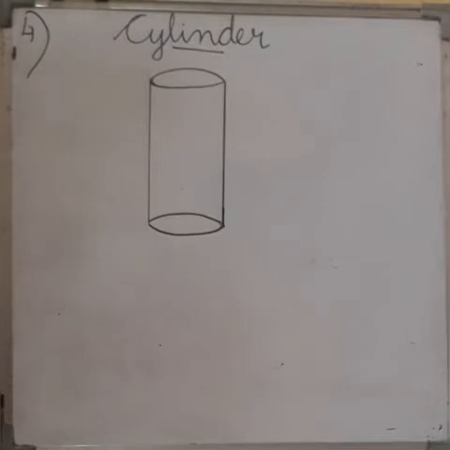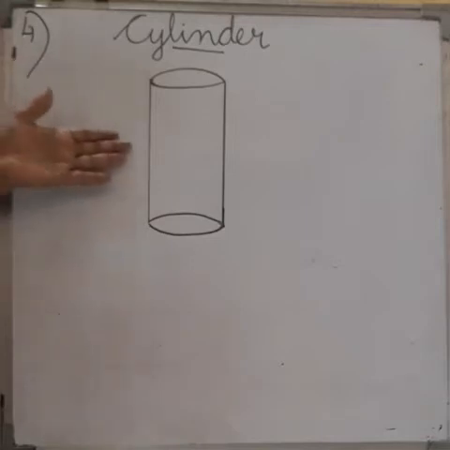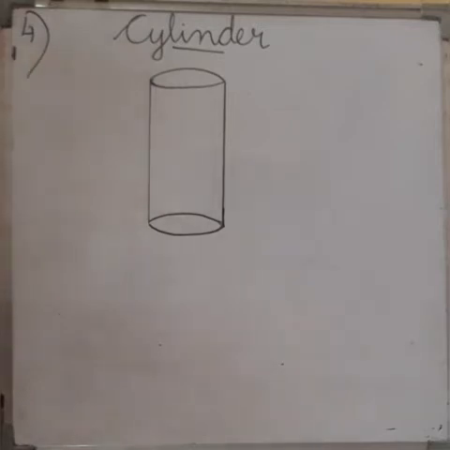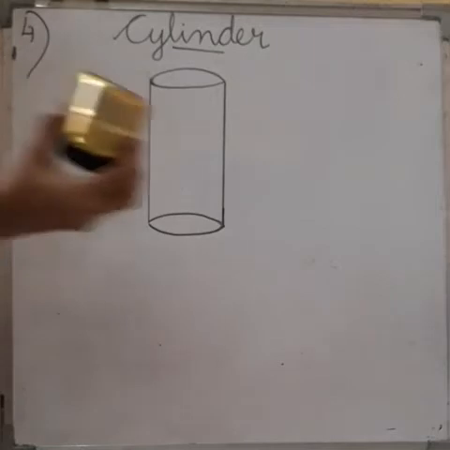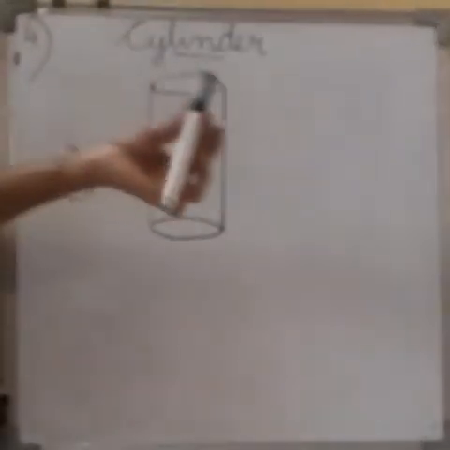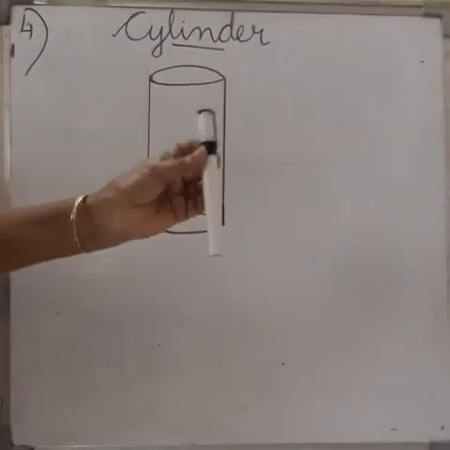Today we are going to study about a new solid shape, that is cylinder. See, look at this. This is the shape of a cylinder. This is an example of cylinder. This pen is also an example of cylinder.